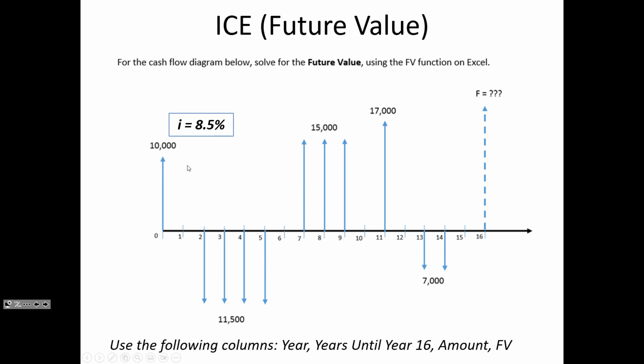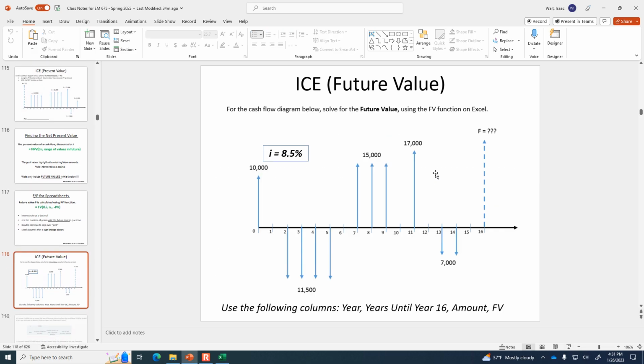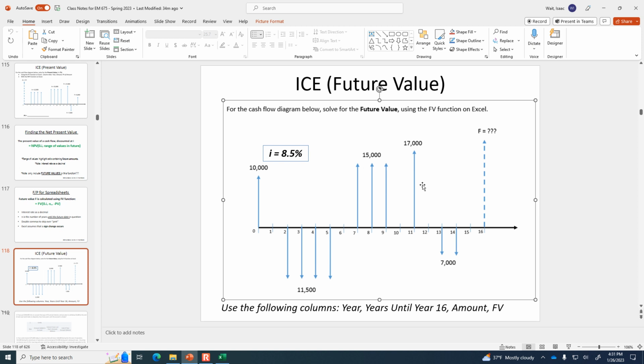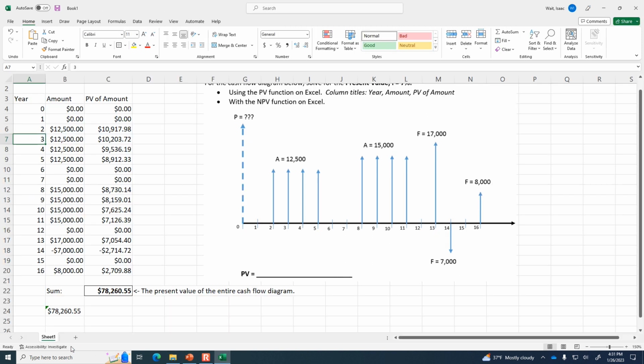We're taking this cash flow diagram and we want to find out the equivalent lump sum in the future. Let me copy this, and this is 8.5%. Let's just create a new workbook. And for your homework problems, the best thing to do is put each problem on its own tab. So we'll create a new tab.